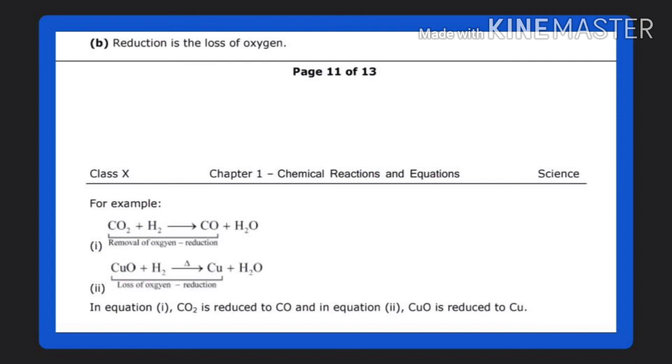Next one, copper oxide plus hydrogen gives you Cu plus H2O, same reaction. Here copper oxide has lost one oxygen and it is giving you Cu. So here loss of oxygen has taken place. So copper oxide here is getting reduced to Cu. Okay.